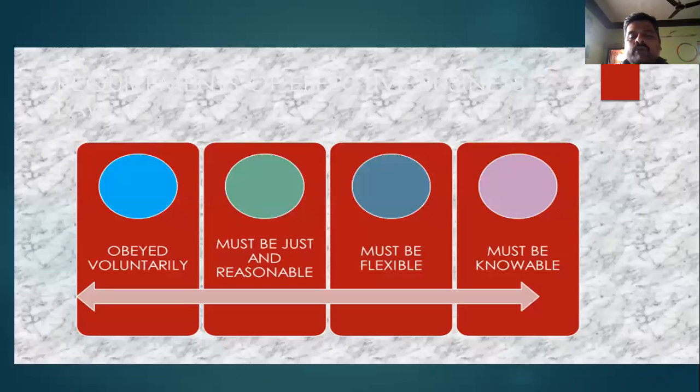Then, what are the remedies? The law must be obeyed voluntarily, must be just and reasonable, must be flexible, must be knowable. So how do you rectify this? Everybody should obey voluntarily. Any law made by the government should be obeyed voluntarily. It should not be forced. It must be just and reasonable. You cannot have a forcible law. It should be flexible, so that there is not any problem. And it must be knowable. Everybody should know what law is being passed.